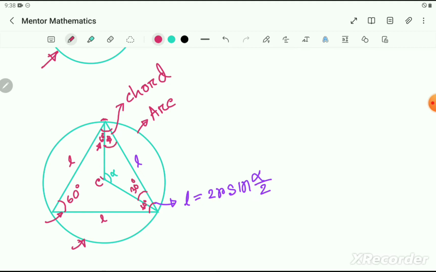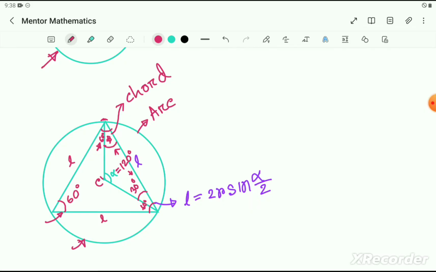Okay, this angle is also 30 degrees, and this angle is also 30 degrees. So we know a triangle makes 180 degrees in total. Here we can see 30 degrees and 30 degrees, so 60 degrees. What would then be alpha? Alpha would be 120 degrees, right? Then it becomes 180 degrees.